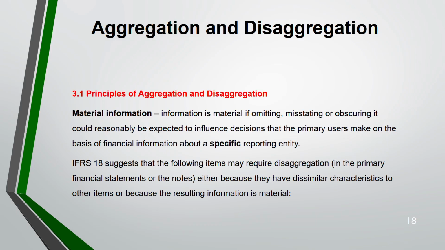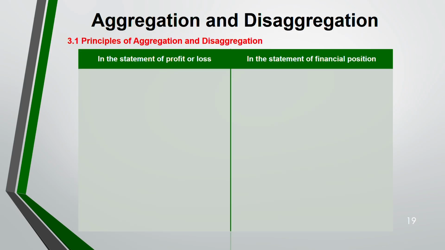Either they have dissimilar characteristics, that's why, or because the resulting information is material. If the resulting information is material, you can't aggregate. You have to show separately the material information, whether in the primary financial statements or in the notes. Okay. So this is the information that needs disaggregation.